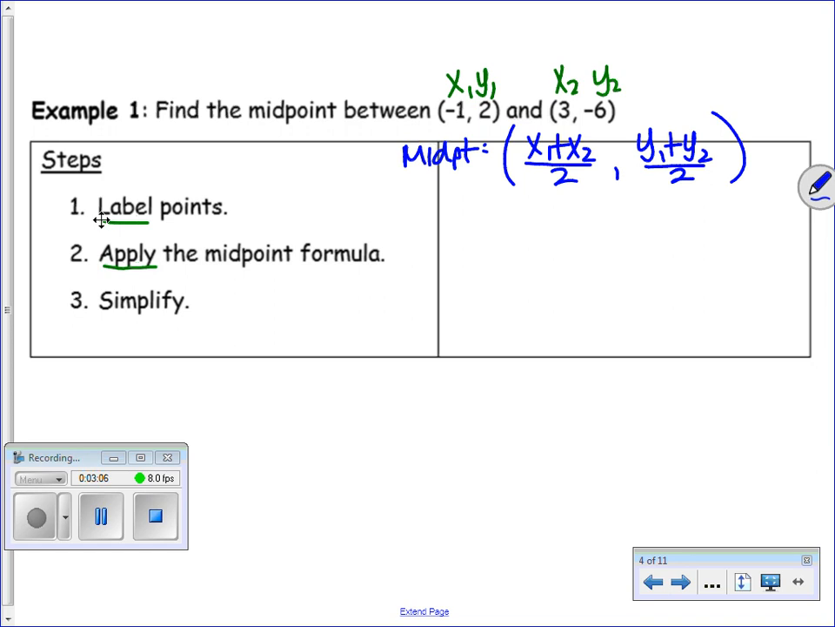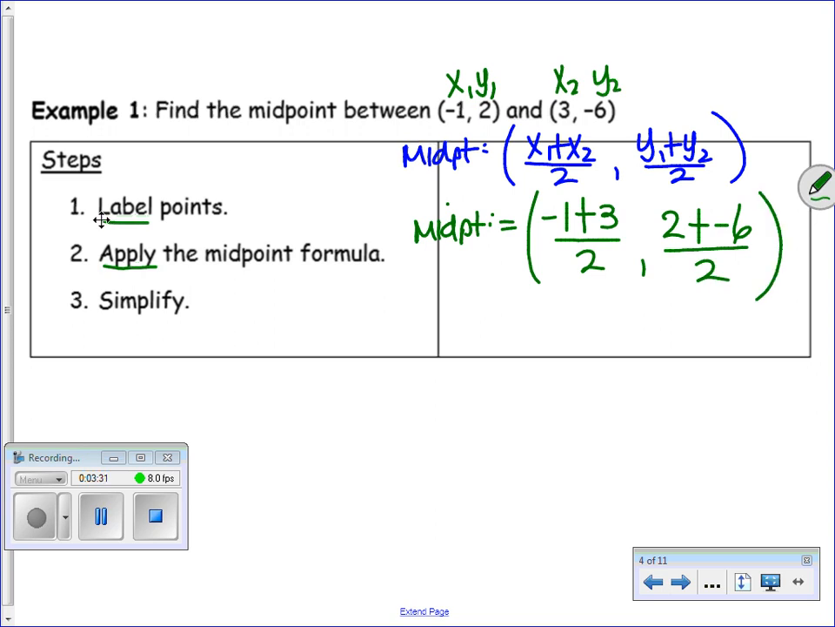So I labeled my points, I wrote my formula. From here, we can substitute in our values. So we know our midpoint is going to be equal to, and when I substitute in my values, my X sub 1 is a -1 plus my X sub 2, which is 3, divided by 2. And then my Y sub 1 is 2 plus my Y sub 2, which is a -6, divided by 2. From here, we simply need to simplify. So a -1 plus 3 gives me 2 over 2. So that's my X value. And then 2 plus a -6 gives me a -4 over 2.